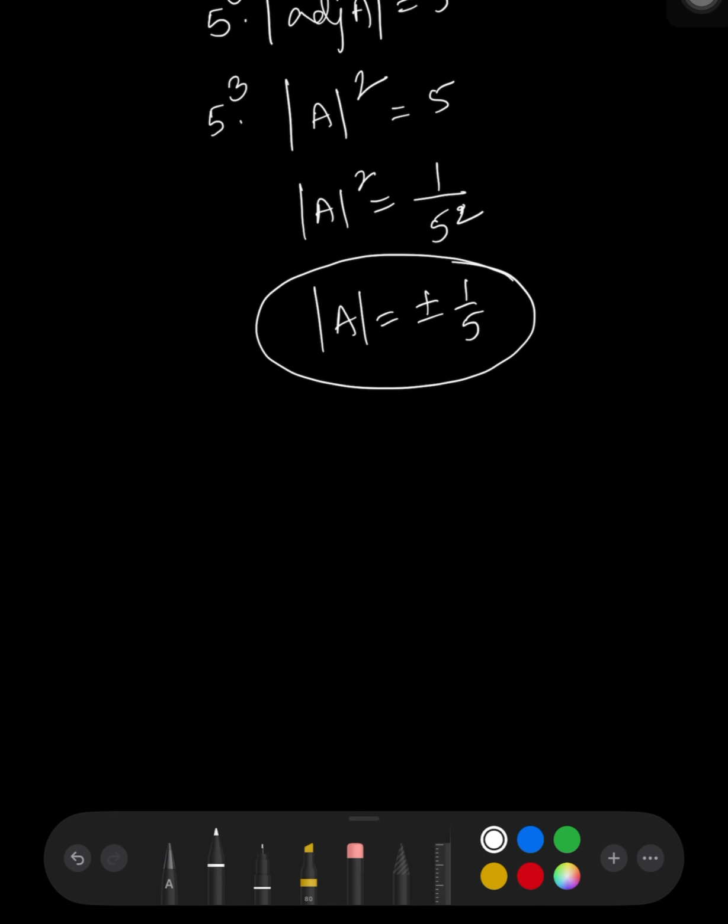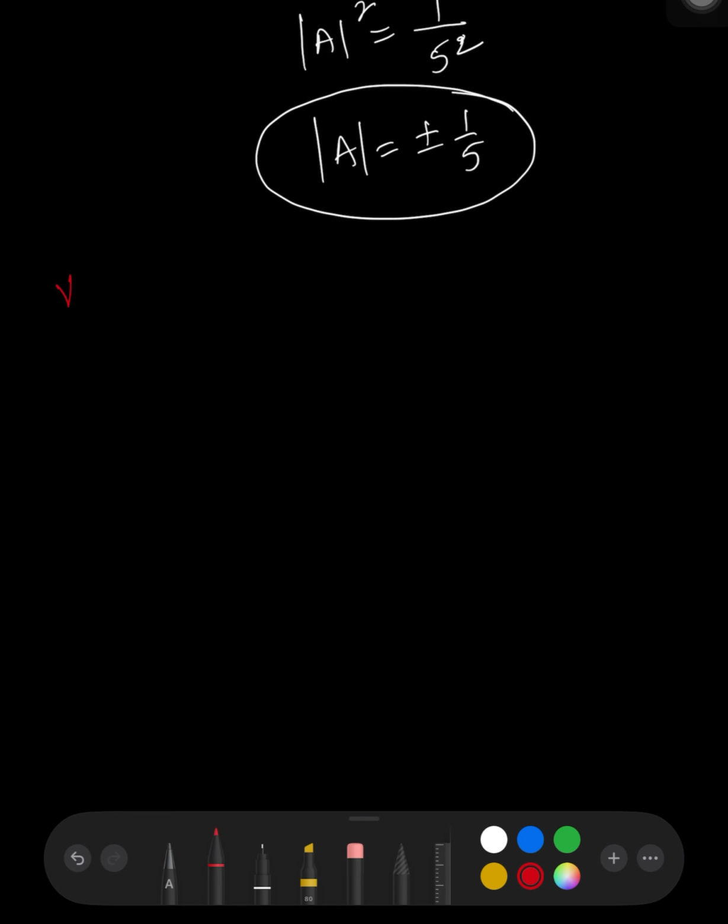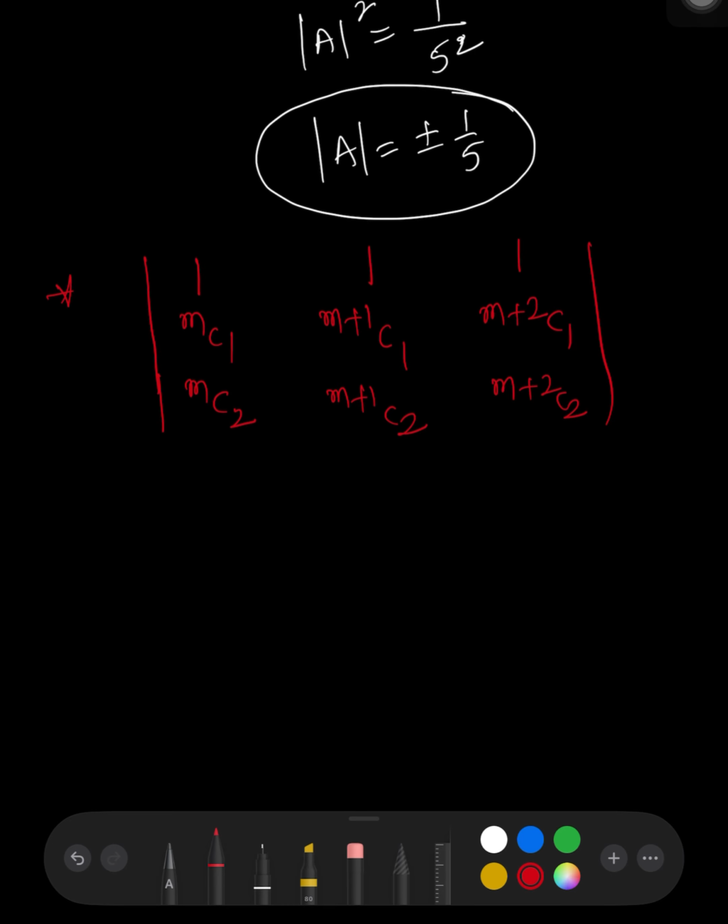And the most important question, seeing that it is a very lengthy question: the determinant with rows 1, mC1, mC2; 1, (m+1)C1, (m+1)C2; and 1, (m+2)C1, (m+2)C2. This is the question, and we need to find the determinant. Before solving this question, we can go with value substitution, substituting a suitable value for m.